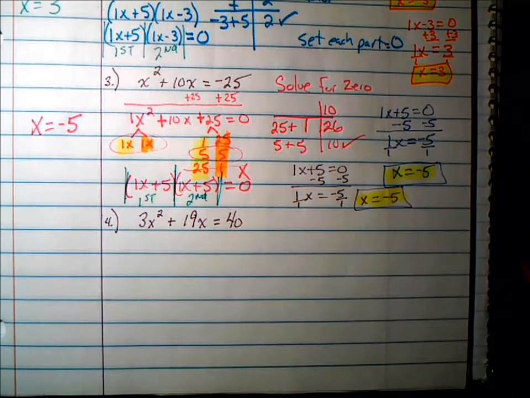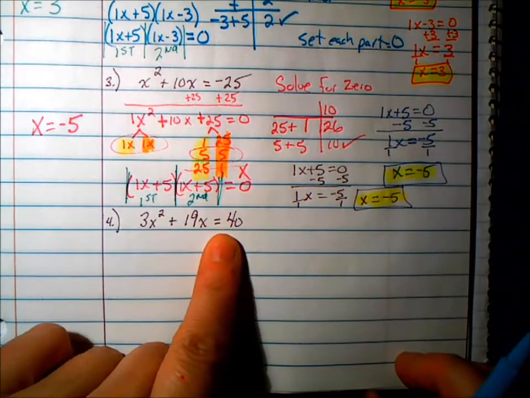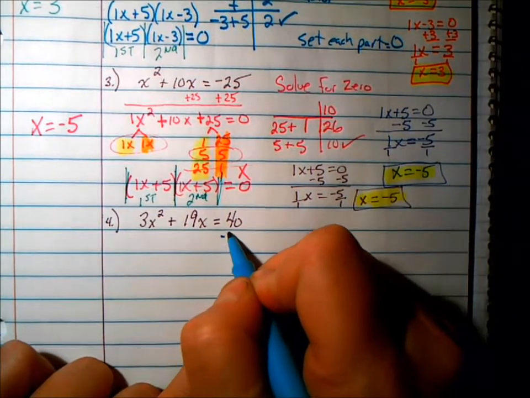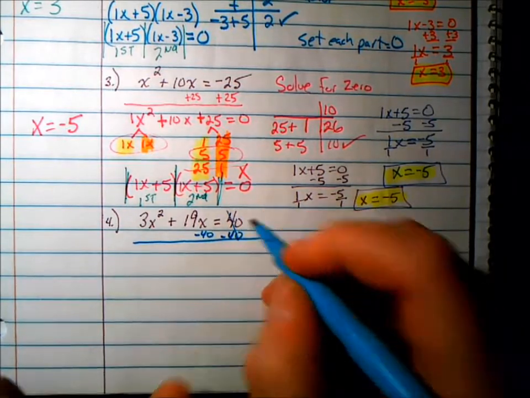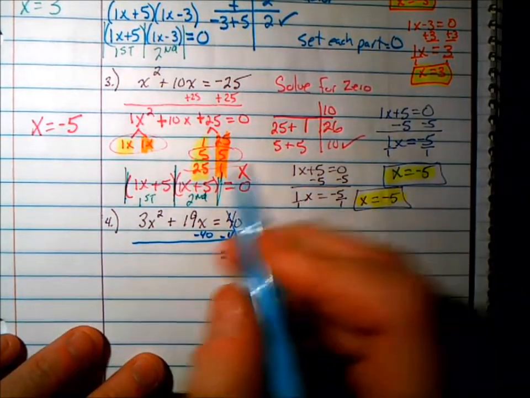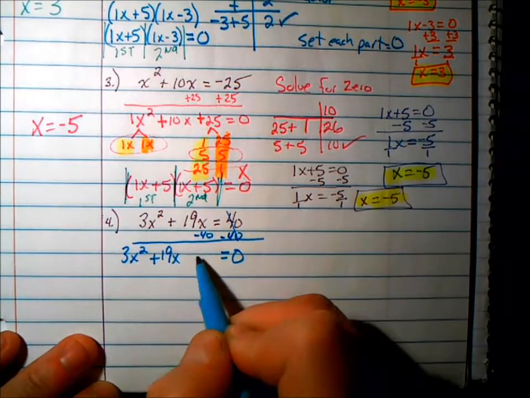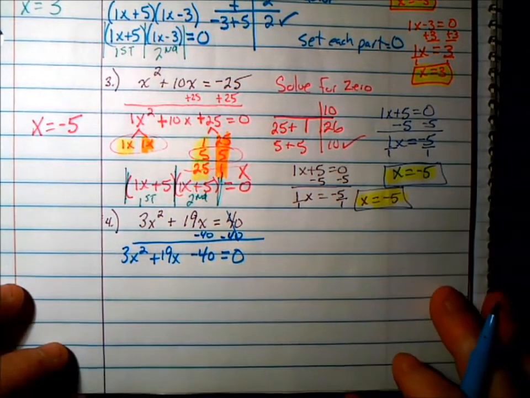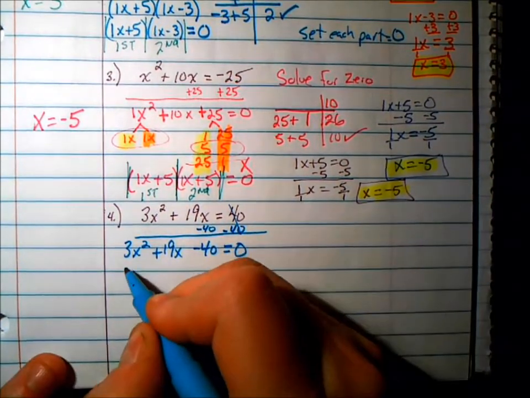Okay, the fourth example that I have here, I'm checking to see if it is set equal to 0, which it is not. So that means I'm going to subtract 40. So those cancel out. I'll have a 0 equals, and that means I have 3x squared plus 19x minus 40. This is a trinomial, so I need to factor it.